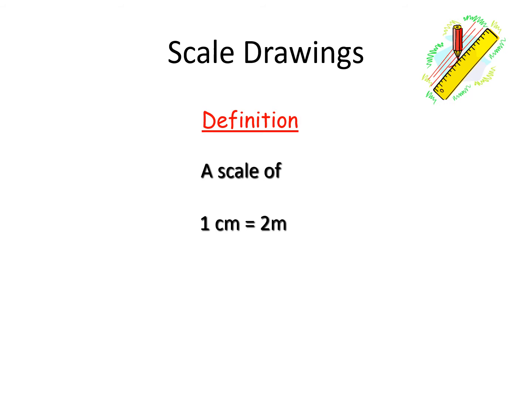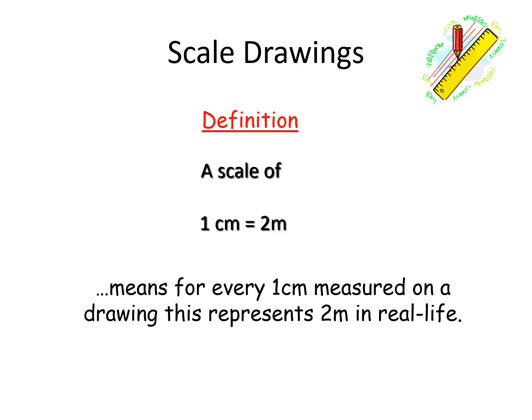So you can see here this scale is 1 centimetre equals 2 metres, and this is quite more straightforward because obviously it gives you units automatically in the scale. This means that for every centimetre measured on the drawing, it represents 2 metres in real life. Therefore 2 centimetres on the drawing would represent 4 metres in real life, and so on.